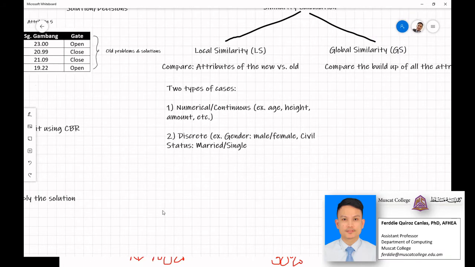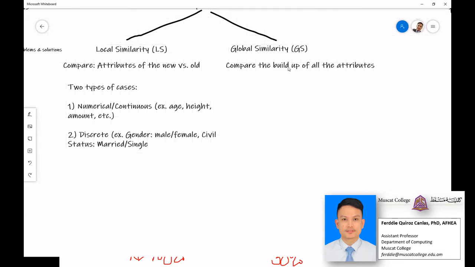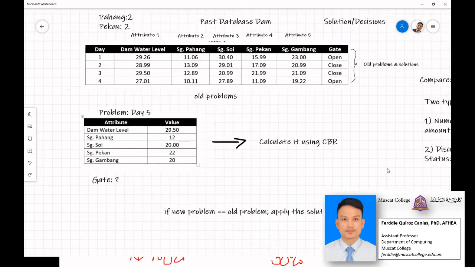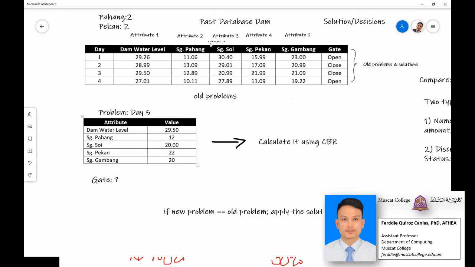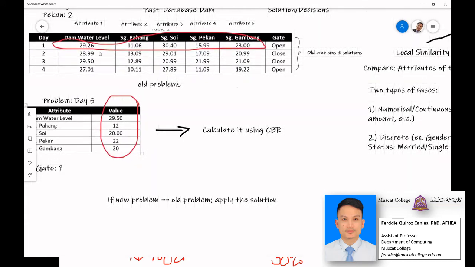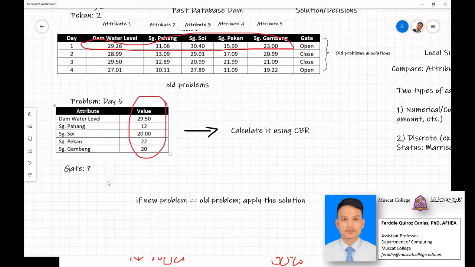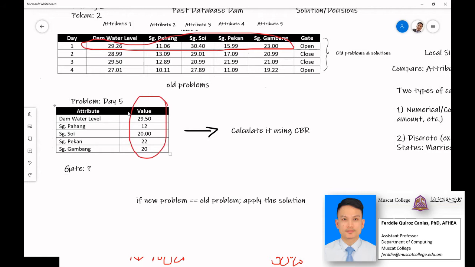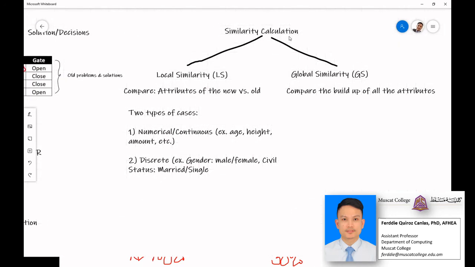Now when we say global similarity, we're trying to compare the build-up of all the attributes, meaning this one as a whole, this one line here, how similar it is with this as a whole. So that's what we compute for the global similarity, the build-up of all the attributes, meaning dam water level, Pahang, soy, pecan, gambang as a whole compared to here. So these are the two similarity calculations.